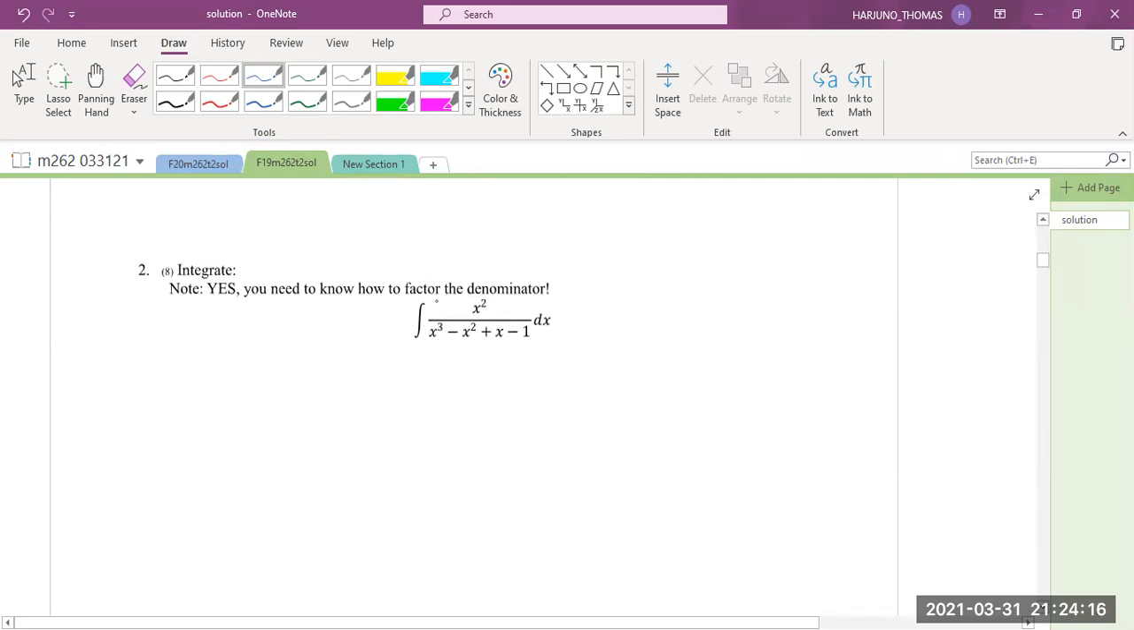This is not part of the test, right? Part of the quiz, right? Can I work on that? Yeah, that's not part of the quiz. So let's work on that. So that's x squared over, common factor x minus 1, x squared plus 1. Oh, no fun.